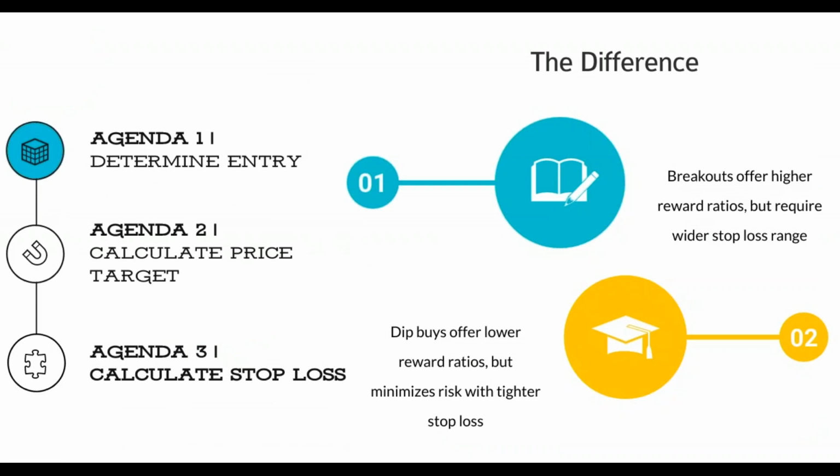The breakouts offer higher reward ratios but require a wider stop loss range. That's the difference between buying the dip and buying technical breakouts. Dip buys offer lower reward ratios but minimize risk with tighter stop losses. Those dip buys are often off of natural levels of support or critical levels of support. Putting a stop loss tucked right under those support levels minimizes your loss.